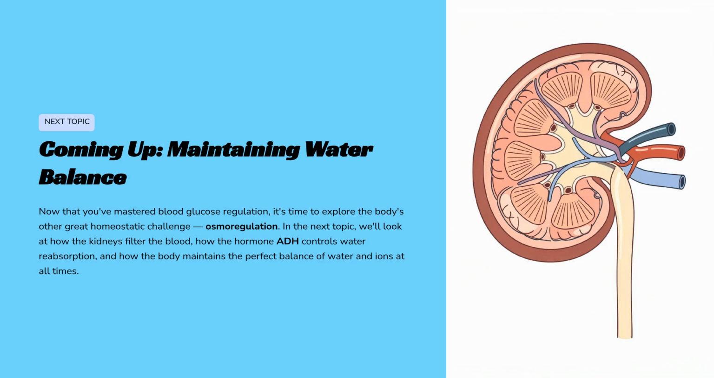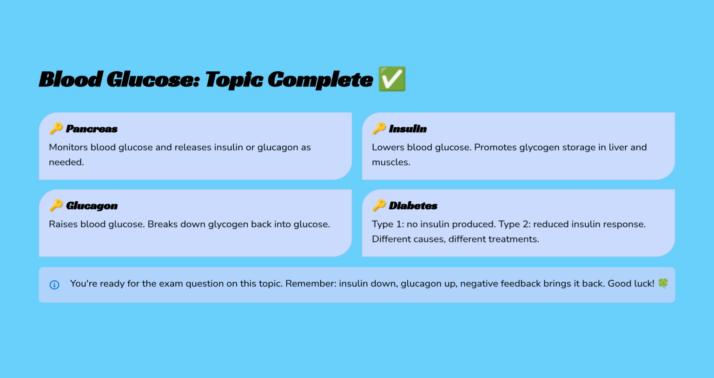We have successfully covered blood glucose control. Next, we will explore another crucial homeostatic process: osmoregulation, focusing on how the kidneys and the hormone ADH maintain water balance in the body. You have completed the blood glucose topic.